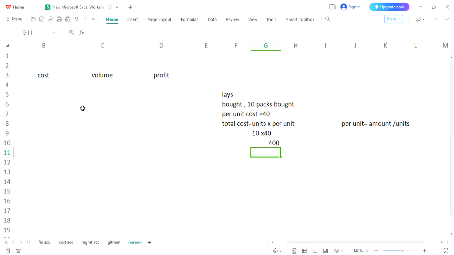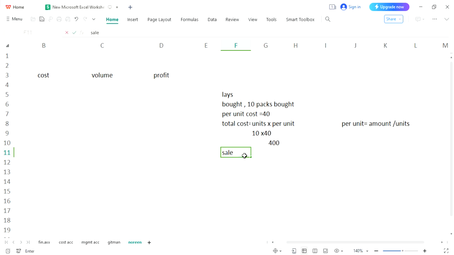Actually, our topic is cost, volume, and profit analysis. So here we are just trying to understand all of these three elements at the same time. For that purpose, we have taken an example. You are a shopkeeper, you are selling Lays, you have bought 10 packs from a wholesaler so that you can sell them to your clients or customers. You have bought these 10 packs with a cost of 40 rupees per pack. It means the total amount you have spent is 400 rupees, and now you are going to sell.